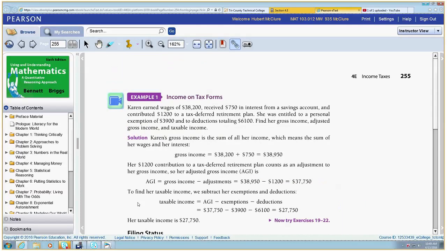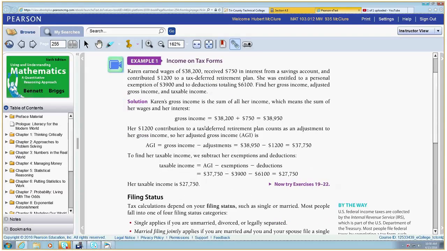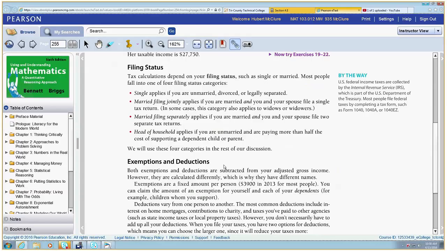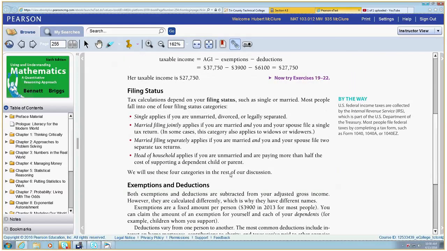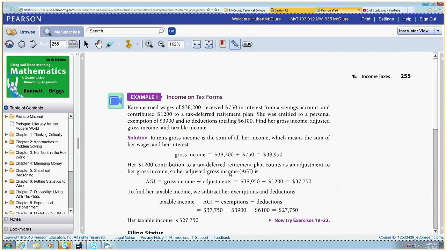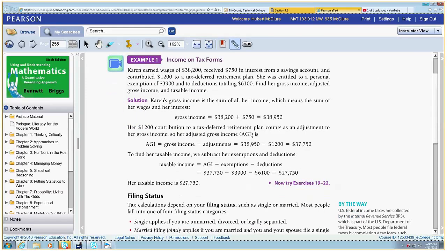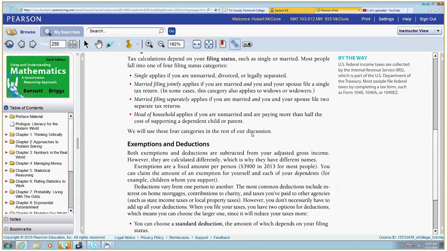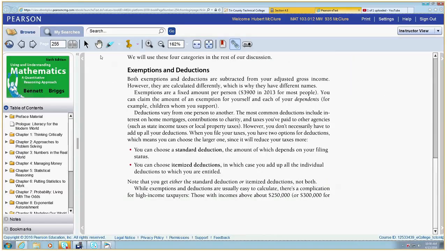What's so ironic about it? I didn't even. Yeah. Okay? We won't talk. Well, now let's see what it says, and I'll tell you if it's true or not. Karen earned wages. No, that's not true. So read about the deductions and exemptions.